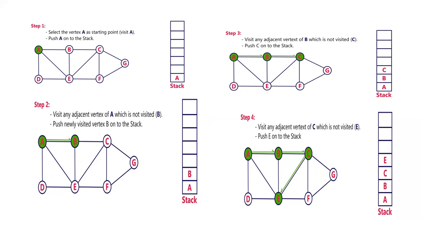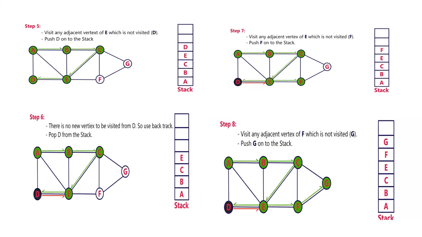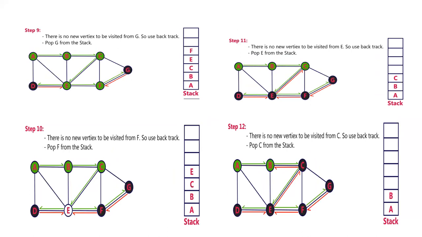Now for C, the adjacent vertices are E and F. So we are going to select E as the adjacent vertex, visit E and push it onto the stack. Now E is at the top of the stack. For this, the adjacent vertices are D and F. So now we are going to select F as the adjacent vertex, visit that vertex and push it onto the stack.